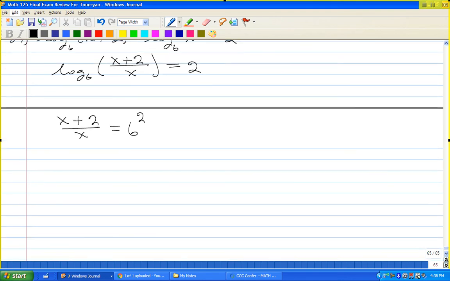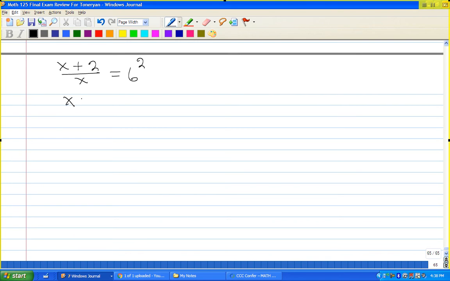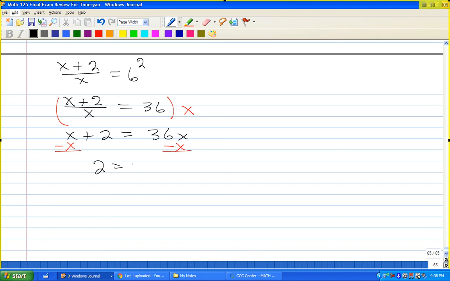And so 6 squared is 36. Multiply both sides of your equation by x. And so x plus 2 is 36x. Subtract x from both sides of your equation. And so 35x is equal to 2. Divide both sides of your equation by 35. So x is equal to 2 over 35.